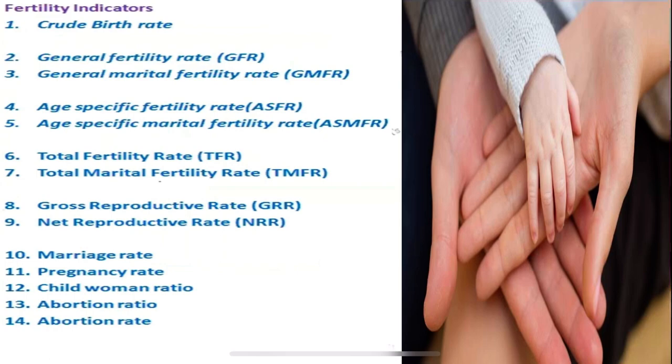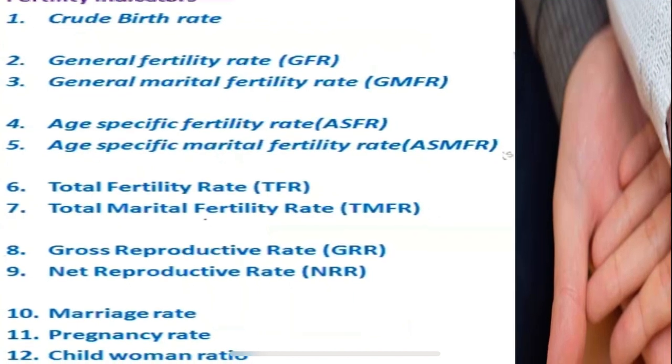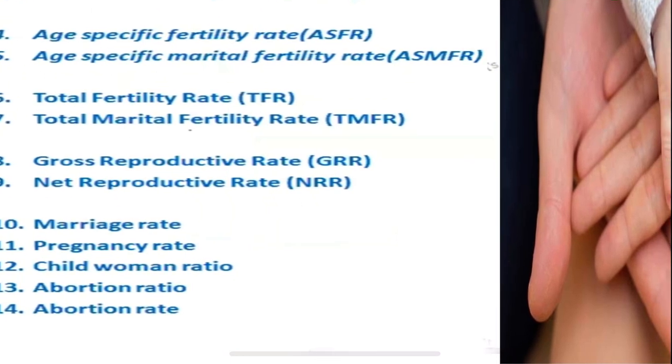Moving on to the fertility related statistics, that is, the indicators. Starting with the crude birth rate, next we have the general fertility rate. Guys, also remember the crude death rate along with the birth rate. Then we have the general fertility rate and general marital fertility rate. Always add the marital version to each of the fertility rates. One is the general fertility rate, the second is the general marital fertility rate. Age-specific fertility rate, age-specific marital fertility rate. Total fertility rate, total marital fertility rate.